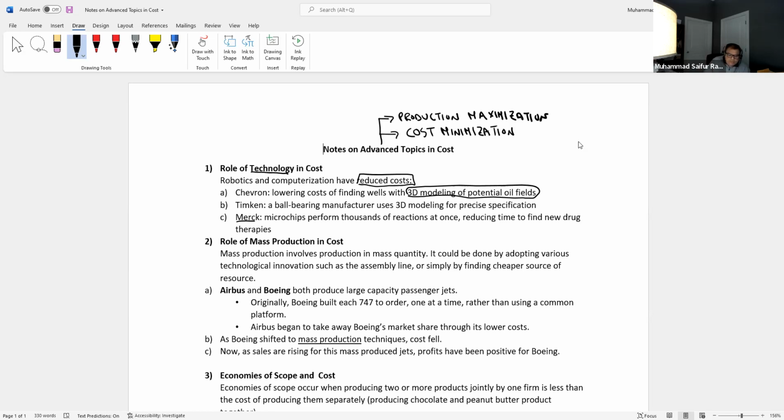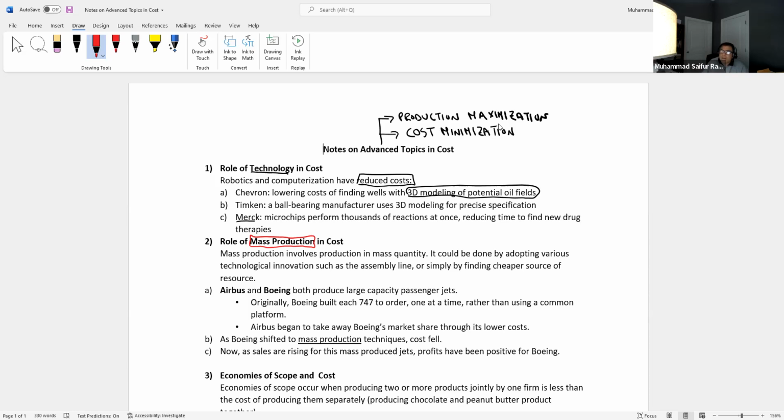The next concept that I want to talk about is this idea of mass production. Mass production is an idea that I have talked about in previous videos. Mass production is a process in which you produce a lot of output at the same time, all at once.